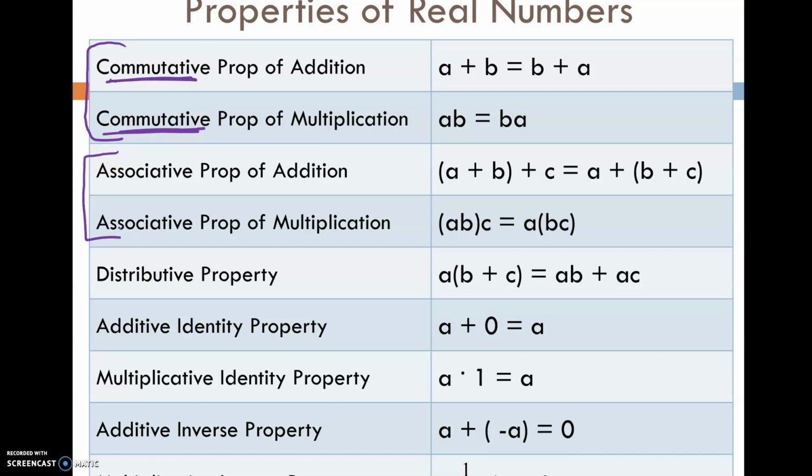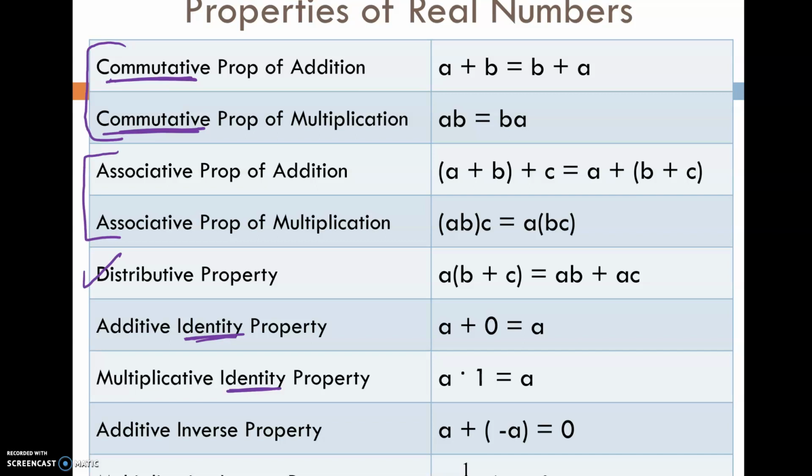Associative means switching the groupings. So if you've got the first two grouped and then in the next step you have the second two grouped, that is the associative property of either addition or multiplication. Distributive, you guys know that property, right? So we're good on distributive. Identity, the identity property. Identity is 0 or 1.